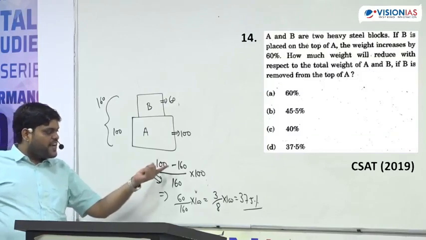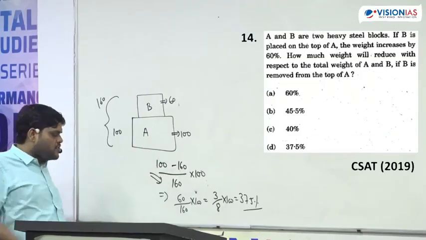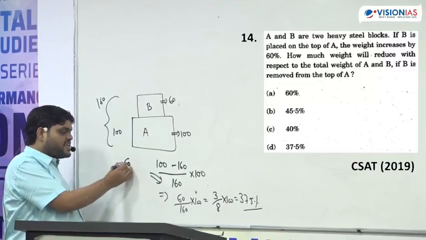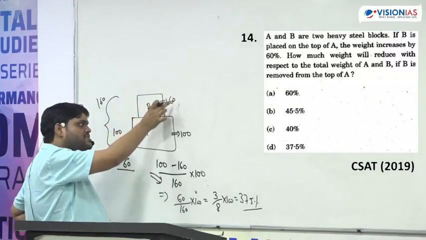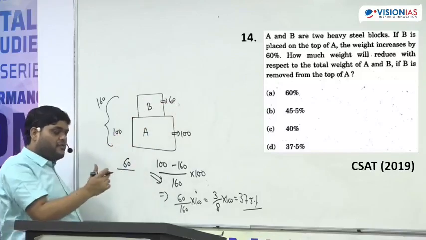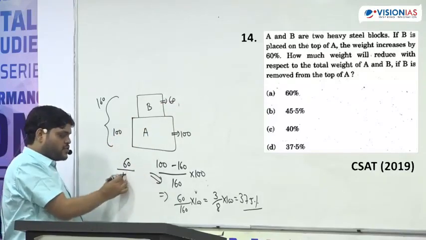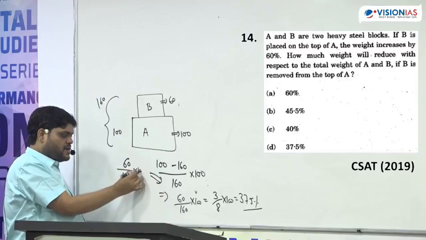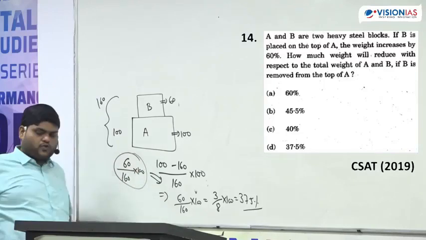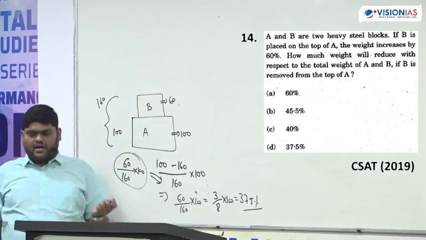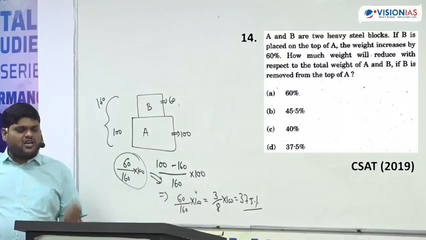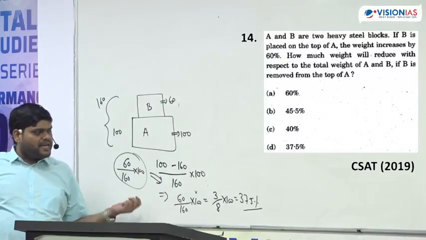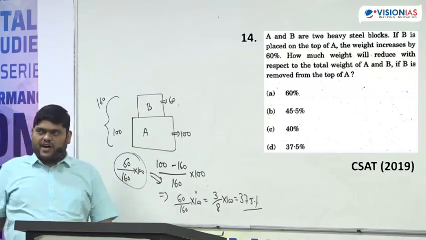You can think like this also. The reduced weight is 60. Why 60? When you remove B, the 60 kg is removed. With respect to total weight, which is 160, into 100. So either way you can think, and this is a simple problem but a conceptual one. If your concept is clear, you can simply apply the concept and you can find out the answer.